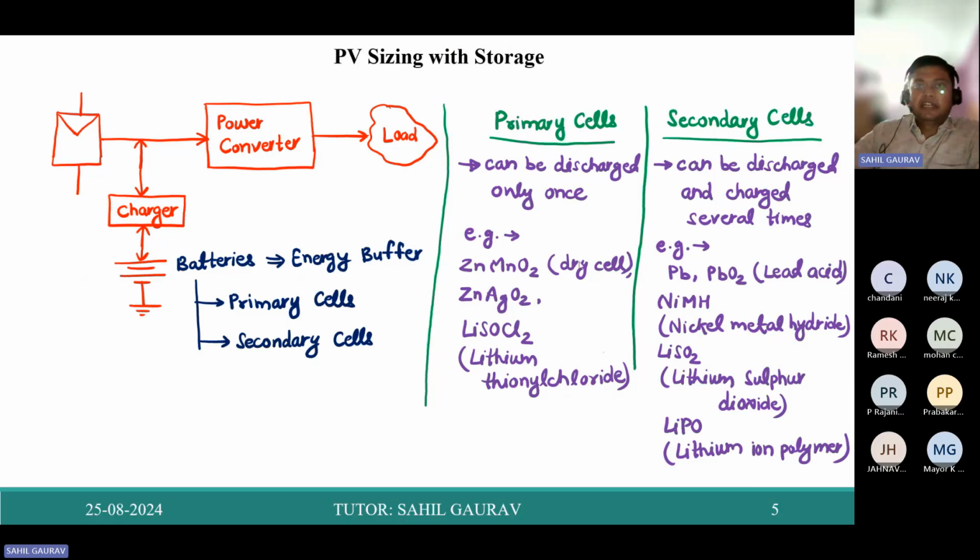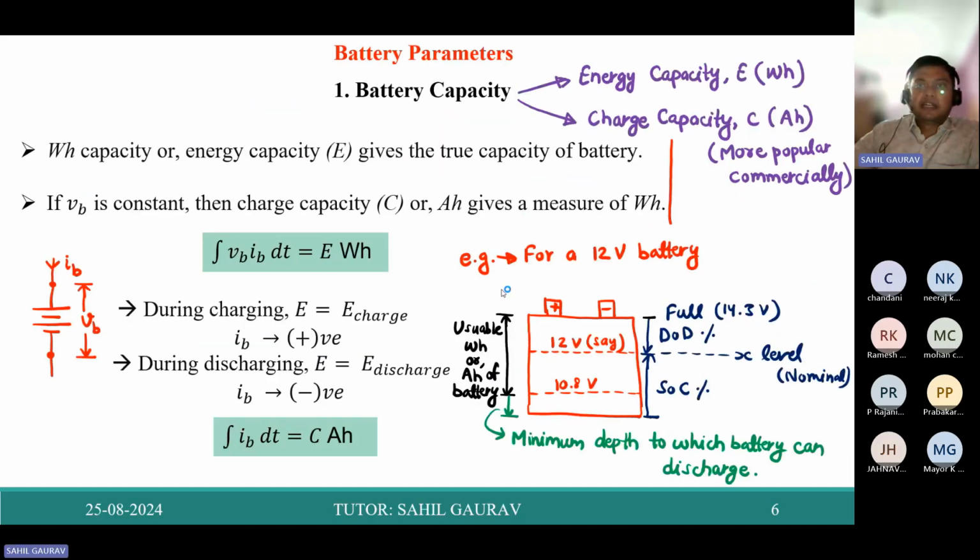Now here we are dealing with a storage system, so we need to know various parameters of a battery. First comes battery capacity. Battery capacity is denoted in two ways: either as energy capacity or charge capacity. Energy capacity gives the true capacity of the battery, but it is not commonly used. Why? Because we consider the battery voltage constant, and then charge capacity, or ampere hour capacity, comes in. That gives a measure of watt hour. So charge capacity is more popular commercially. We don't always tell the watt hour capacity; we always tell the charge capacity, that is, the ampere hour capacity of the battery.